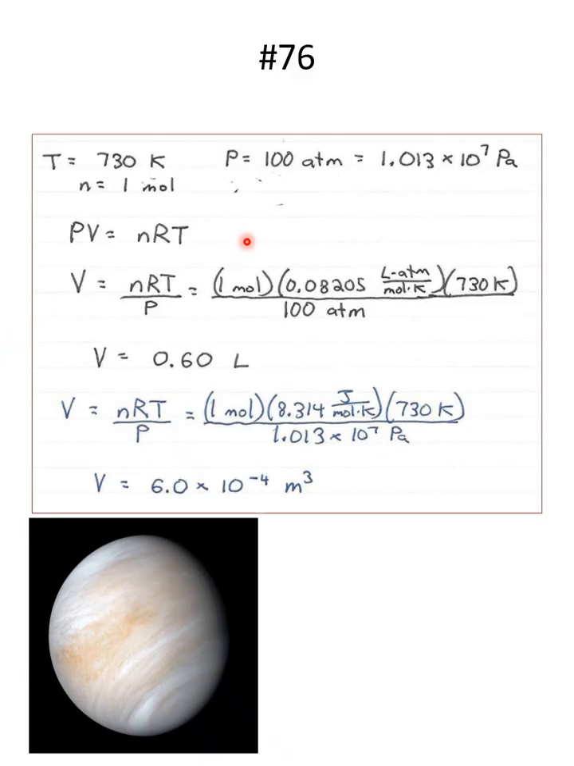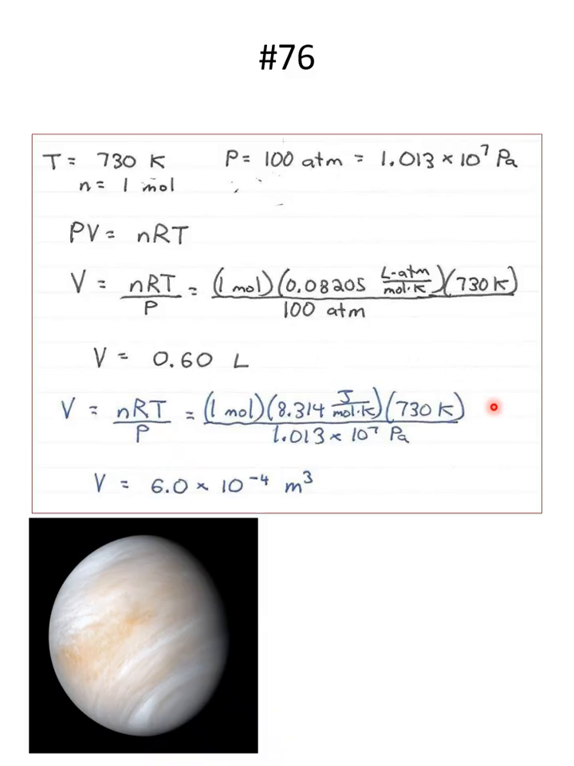1 mole times, now there's the choice of R to make, and we can choose to do this in MKS units or liters atmospheres per mole Kelvin. I've done them both ways, and so in the black ink I've gone with this 0.08205 liters atmospheres per mole Kelvin, which means I'm dealing in liters and atmospheres. Multiply by the temperature, divide by 100 atmospheres, and we get a volume of 0.60 liters.